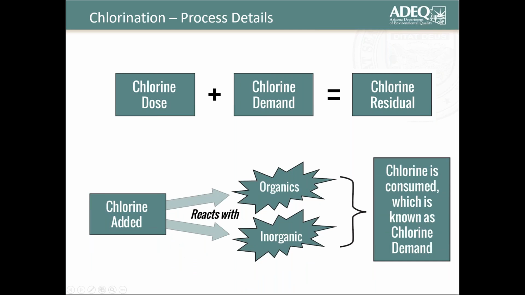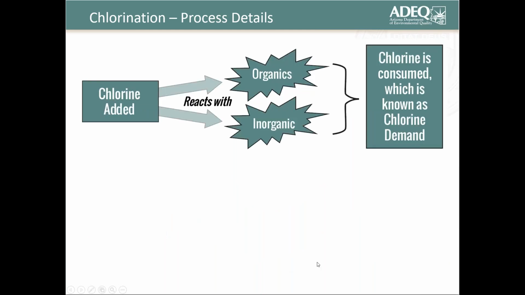So now we'll go back and we see chlorine is added, but then chlorine is reacting, as I mentioned earlier, to these elements that are in the wastewater effluent. There are organics and there are inorganics. So that chlorine is consumed, which is known as chlorine demand. Okay, now go back and look at our little diagram again. Chlorine is added. Now it's going to react with either organics or inorganics. So it's being consumed. The first thing we need to look at in more detail is what are these inorganic substances that will consume the chlorine?